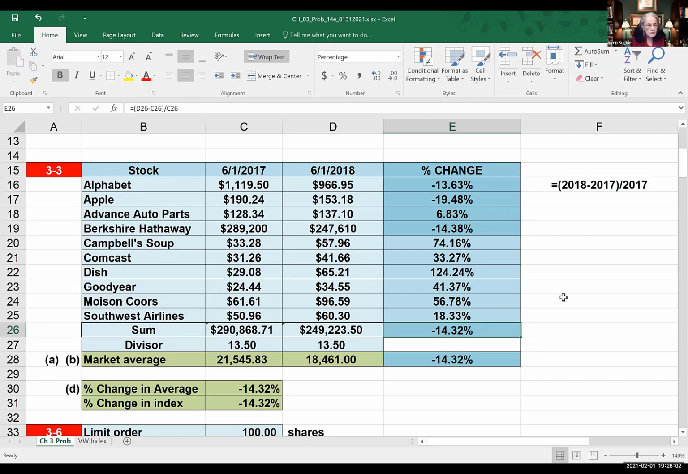Okay. Part B says, now use equation 3.1 to calculate the value of your stock index on each date and the percentage change on the index over the period. Okay. There's the sum. We're just adding them up. We divide by the divisor. Here's the average a year ago. Here's the average today. Because the divisor didn't change, the percent change is exactly the same. Change in the average and change in the index were exactly the same.